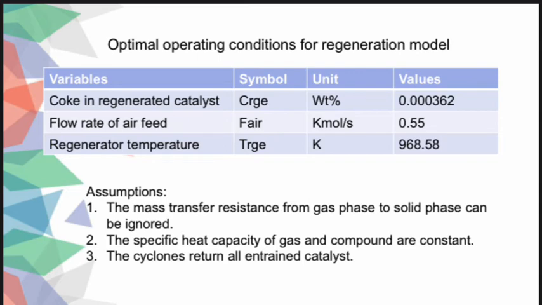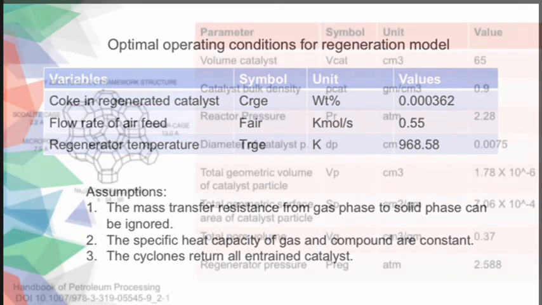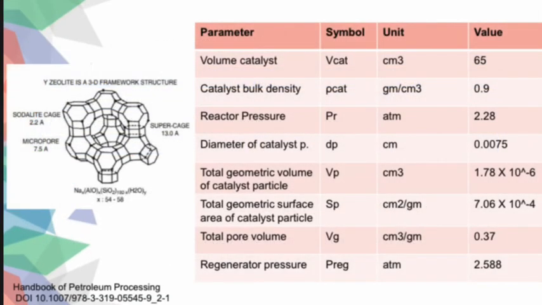Over the years, the regenerator temperatures have increased due to better metallurgy and the need to burn all of the carbon on the catalyst to restore the zeolite catalyst activity and product selectivity. The catalyst used in this FCC process is dealuminated Y zeolite.